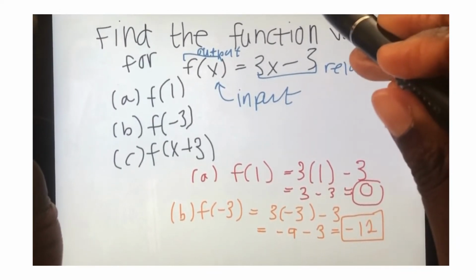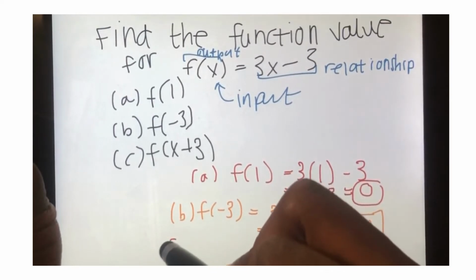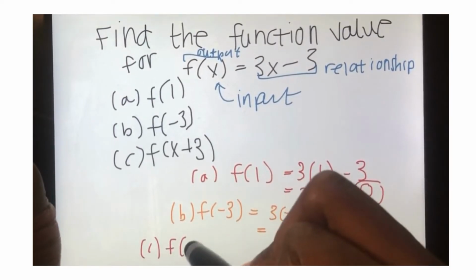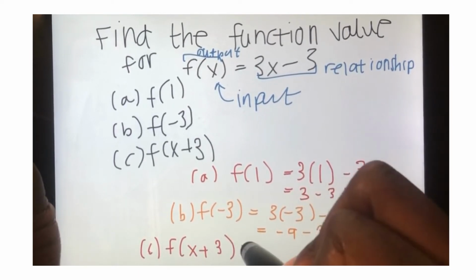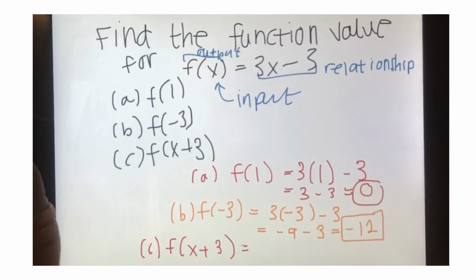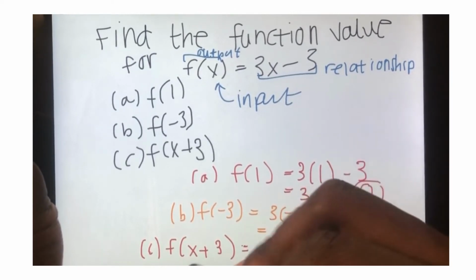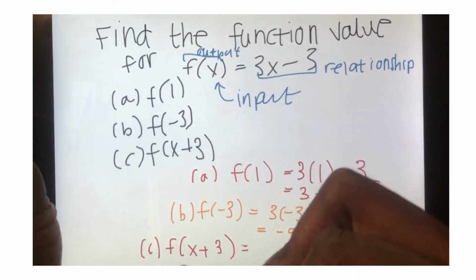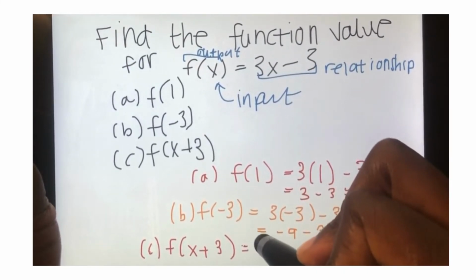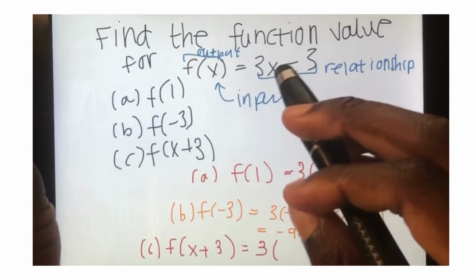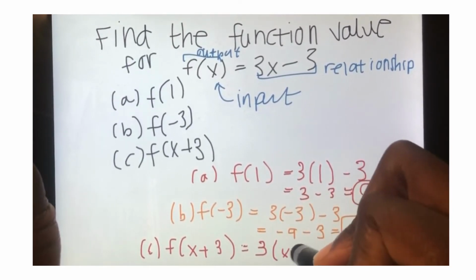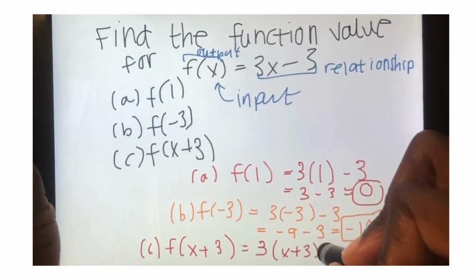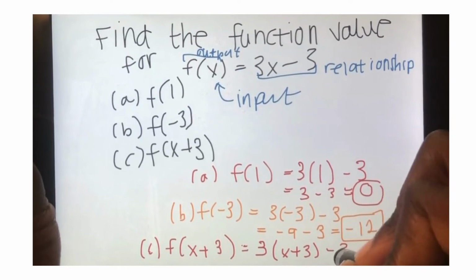And then the very last one is we had f of x plus 3. So this one looks a little tricky, but don't be alarmed, right? All you do is wherever you see the input, replace whatever the input variable was in the original function equation with that. So how does that look? So you do 3, and then look right there, you had the x, right? So you're just going to place x plus 3 right there. It's going to be minus 3, and you just expand it.